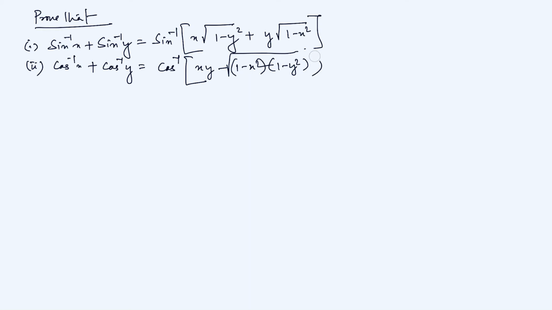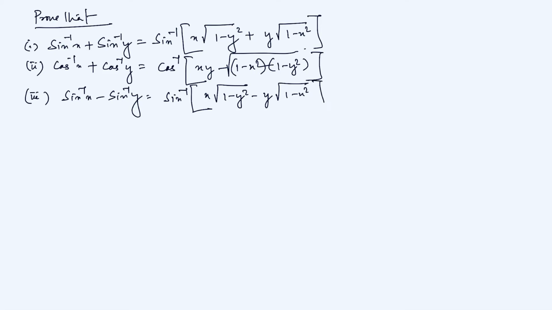Okay, similarly, the third problem will be sine inverse of x minus sine inverse of y is equal to sine inverse of x into square root of 1 minus y square minus y into square root of 1 minus x square.